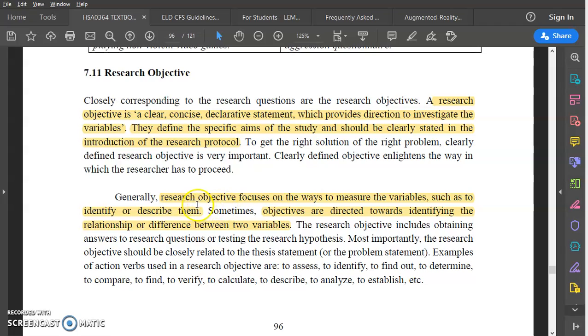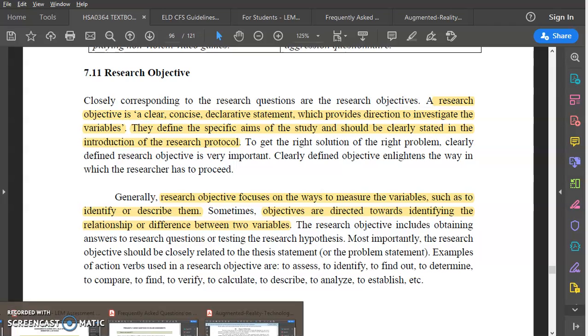The research objective is part of the introduction section. In general, it says here that research objective focuses on the ways to measure the variable, such as to identify or to describe them. Sometimes objectives are directed towards identifying the relationship or differences between the two variables. If you look at an example of research objective, you can see that they use action verbs with the preposition to. So this is a to verb. Let's look at an example of a research objective.